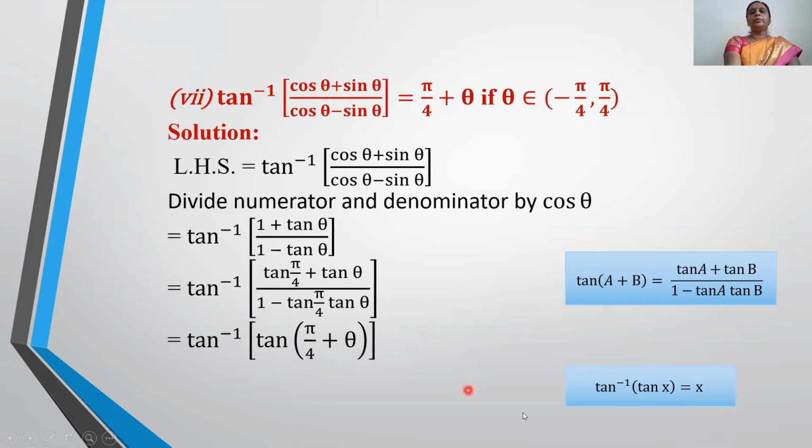And we know the property of inverse trigonometric functions. Tan inverse tan x is x. Therefore, tan inverse tan pi by 4 plus theta must be equal to pi by 4 plus theta, because here x is pi by 4 plus theta, and this is nothing but your right hand side.